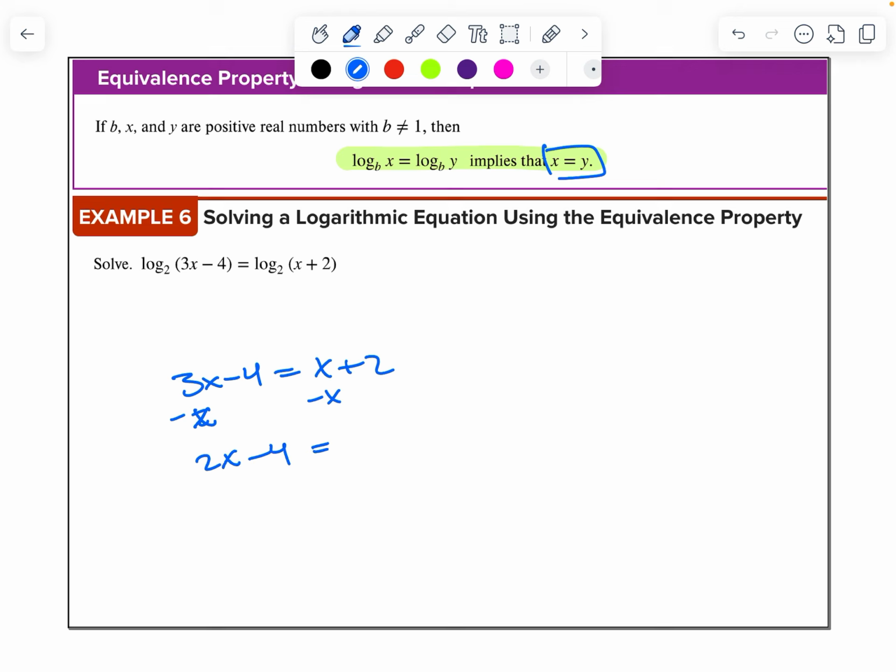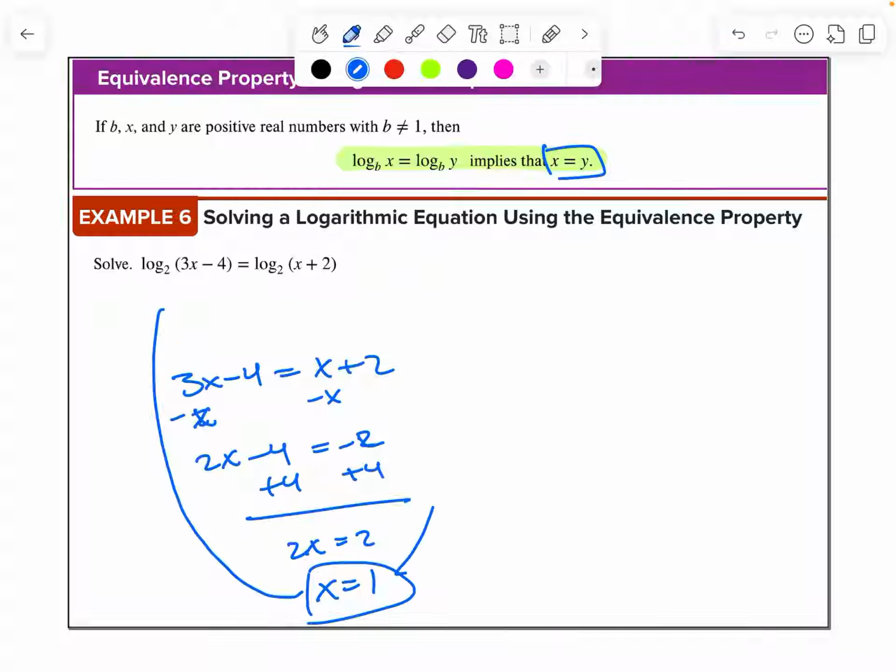You should go back and check your answers. Always check your answers on these, okay? You should always go back and check your answers. I'll say it one more time. In a logarithmic equation, you should always go back and check your answers. If I was to sub that back in, I would get a domain error. And so on this problem, I actually have no solution.